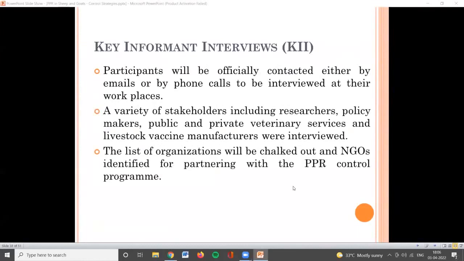For the KII, key informant interviews, the participants will be officially contacted either by emails or by phone calls to be interviewed at their workplaces. A variety of stakeholders, including researchers, policymakers, public and private veterinary services, and livestock vaccine manufacturers, must be interviewed. A list of organizations will be chalked out and NGOs identified for partnering with the PPR control program.